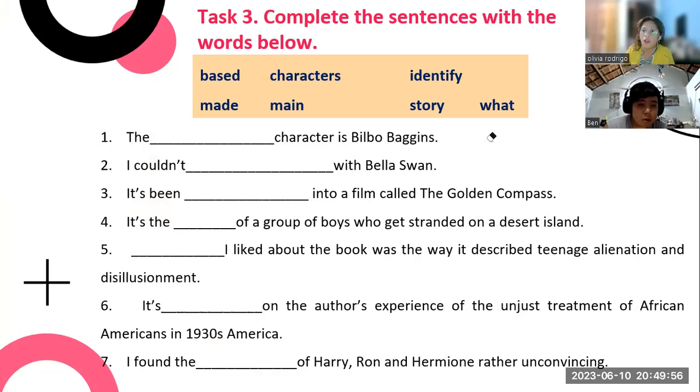Okay, so another thing here. Look at this one. Complete the sentences with the words below: base, characters, identify, made, main, and story. Story what? Please try to put here 1 to 7. Write the seven words to complete the sentences.